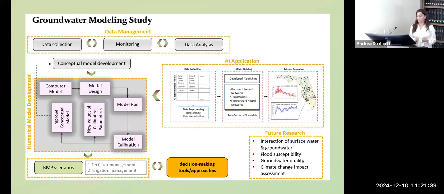And then in the next step, we define some scenarios, including BMP scenarios. The scenarios that we considered for our research were mainly based on fertilizer management and irrigation management. Based on decision support from the models, we decided which best management practice is the first priority.